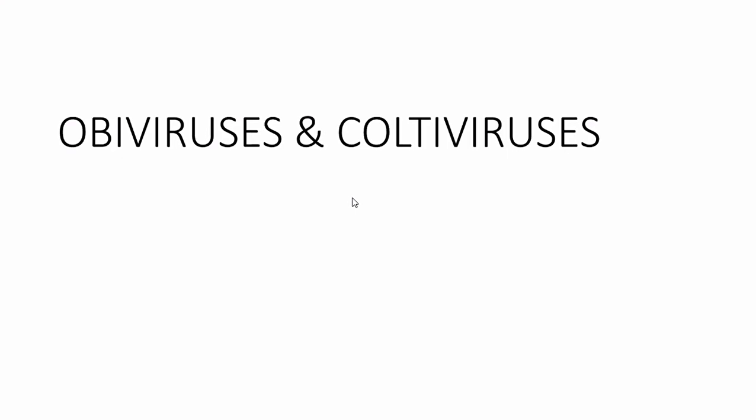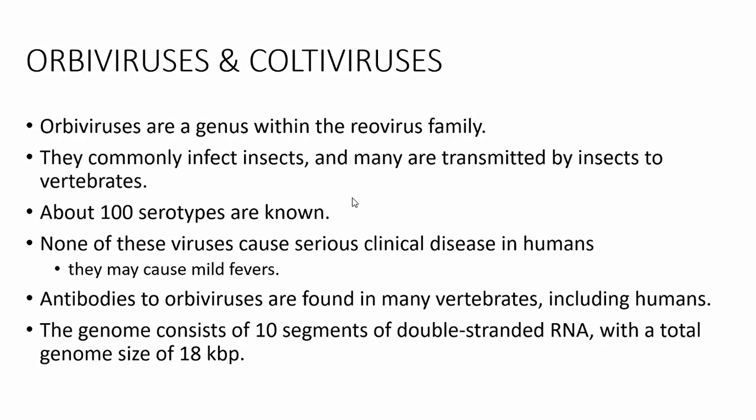For orbiviruses and coltiviruses, it is a genus within the Reovirus family, and they commonly infect insects, and many are transmitted by insects to vertebrates. There are about 100 serotypes that are known, and none of these viruses cause serious clinical disease in humans, but they may cause mild fevers. Antibodies to orbiviruses are also found in many vertebrates, which include humans, and the genome consists of 10 segments of double-stranded RNA with a total genome size of 18 kbp.